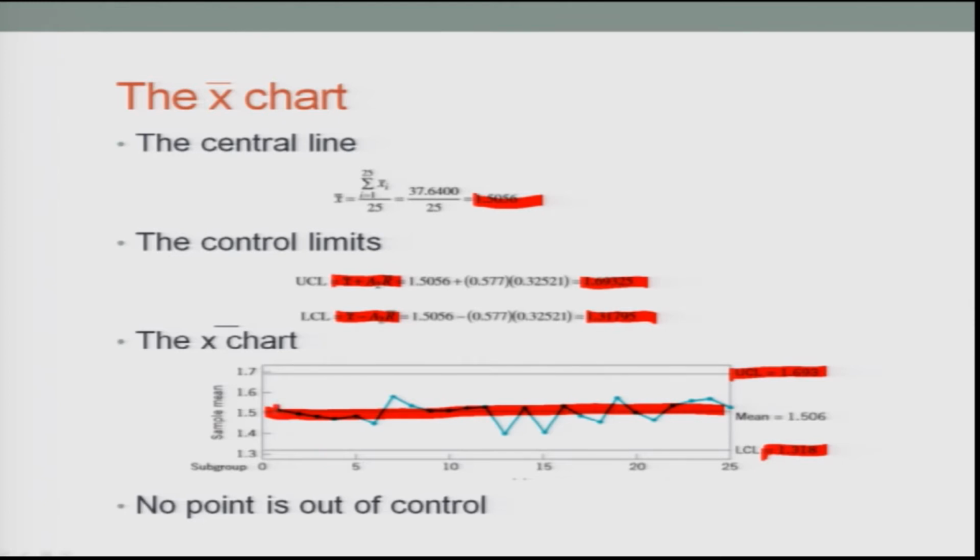The plot where I am now hovering my pen is the average of the first sample. If I consider this, which is the last one, it would be the sample average for the last set of 5 observations taken together, which is the 25th one.